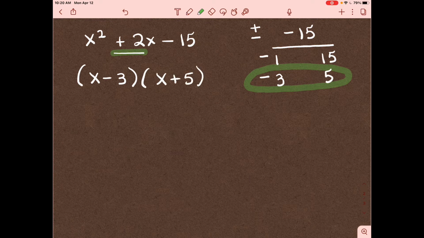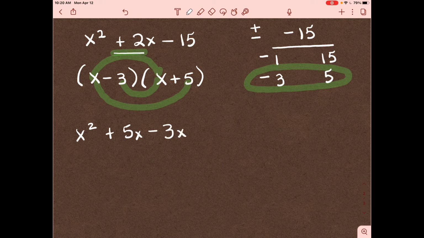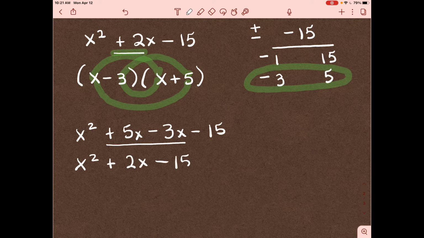And again, I can check myself. X times x is x squared. X times 5 is 5x. Negative 3 times x is minus 3x. And negative 3 times positive 5 gives me a negative 15. I'm going to put these outer and inner terms together to get plus 2x minus 15, and that checks out.